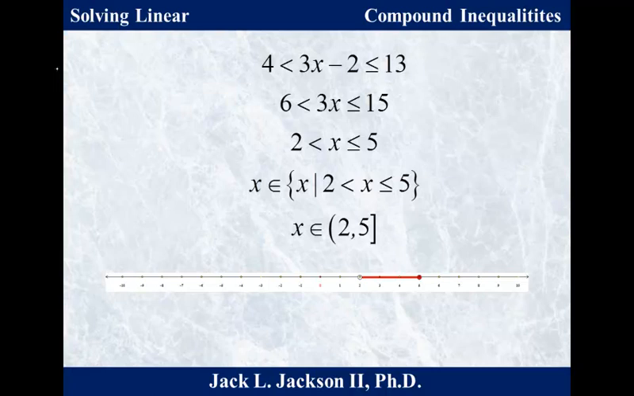And if we take another number, let's say something like 10, out here to the right, this should also not work. 3 times 10 is 30, minus 2 is 28. 28 is greater than 4, but 28 is not less than or equal to 13, so it does not satisfy that part of the compound inequality, so it is false, and it's supposed to be false.